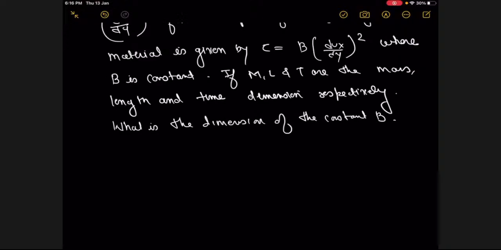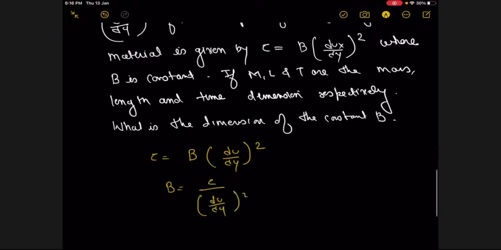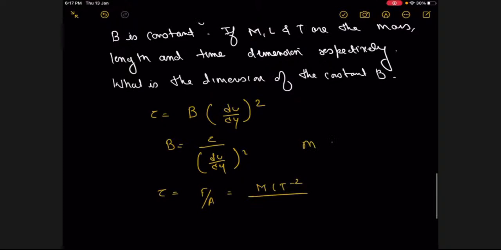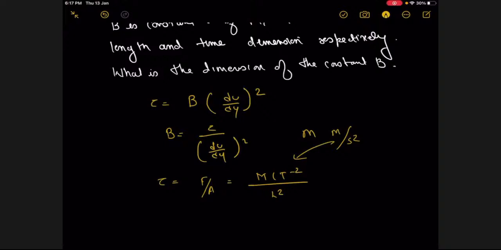So here tau equals b (du by dy) to the power square. So b equals tau upon (du by dy) whole square. What is tau? Tau is force acting per unit area. What is force? Mass into acceleration. So MLT^-2, okay? Mass is M and acceleration is meter per second square. So like this you have to solve. Area is L square. So it will be M L^-1 T^-2.